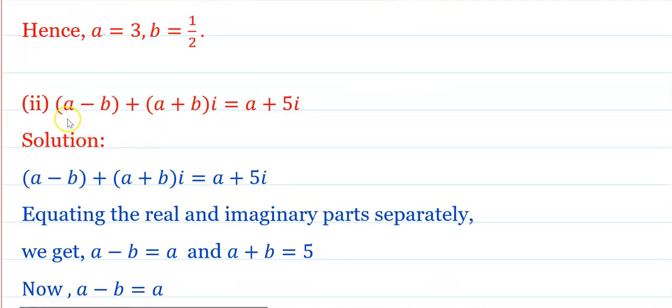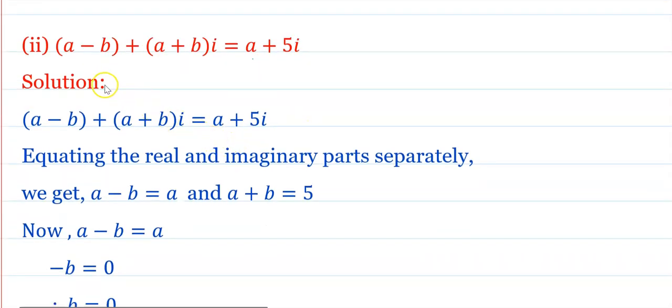Now the next question: in bracket A minus B plus, in the next bracket, A plus B, bracket complete, into I is equal to A plus 5I. Again equate real and imaginary parts. The real part I will underline with red and the imaginary part with green. Therefore, A minus B is equal to A here. And what about this imaginary part? A plus B is equal to 5. This is the imaginary part. A minus B is equal to A.